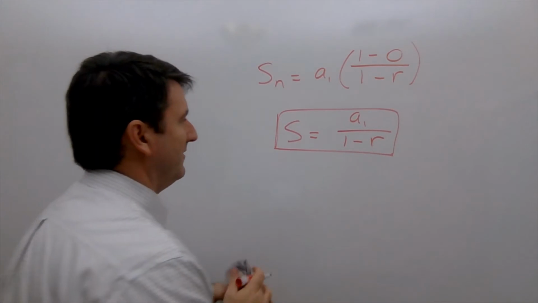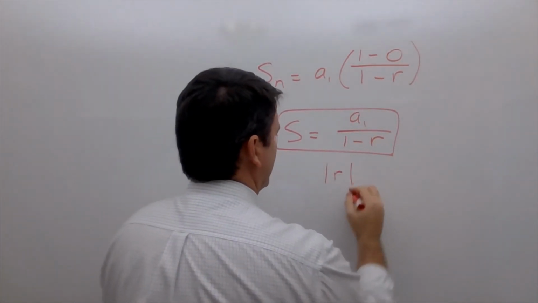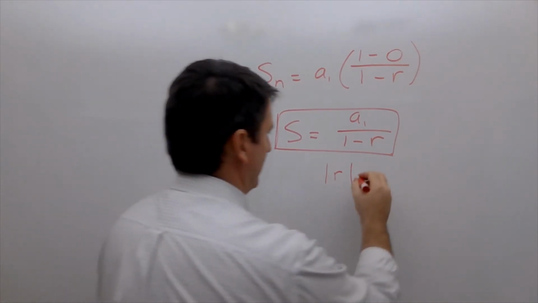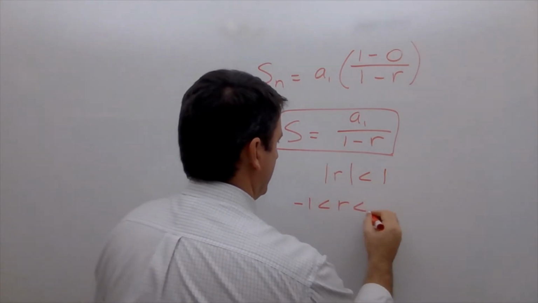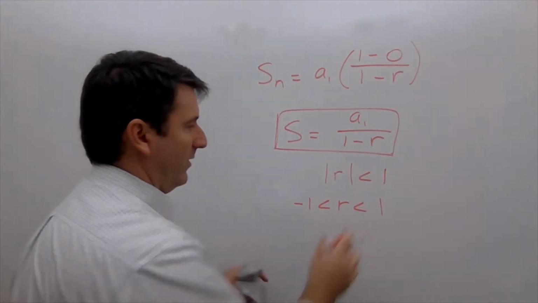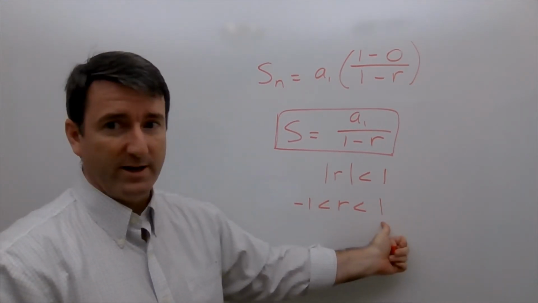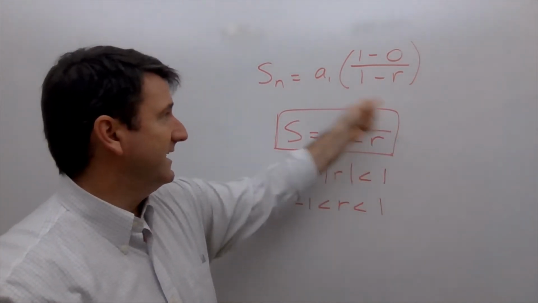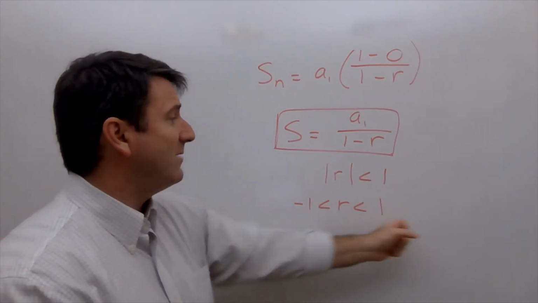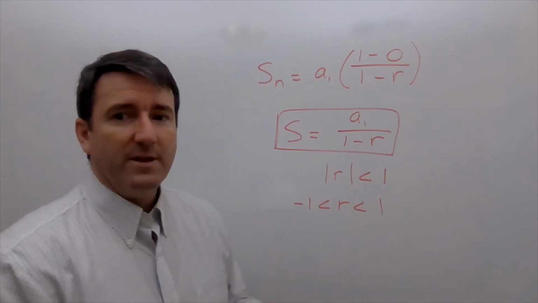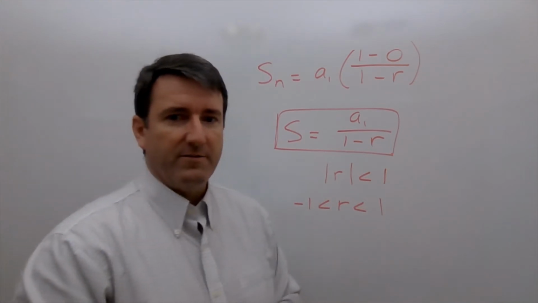But as I said before, this only works if r is less than 1. And actually, if the absolute value of r is less than 1. In other words, if r is between -1 and 1. So if r is anywhere between -1 and 1, then this is going to work. This is going to give us the sum of that infinite series. However, if r is outside of that interval, then there is no sum. It's just going to go to infinity or to negative infinity, and we really don't care.